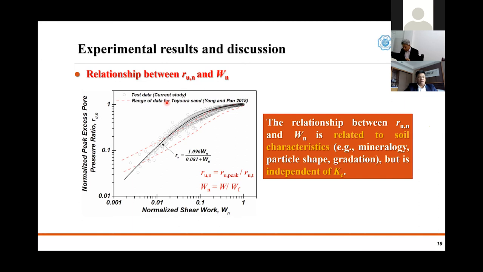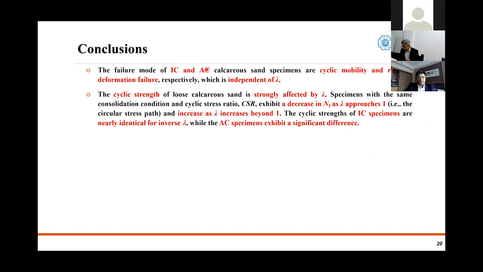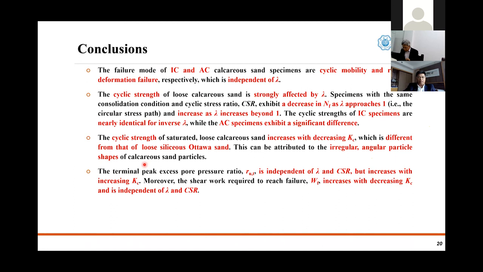Professor Yang Jun gives a range, but it's independent of the KC, okay. Here are some conclusions. The failure modes of the IC and AC sand are cyclic mobility and residual deformation failure respectively, which is independent of lambda. And the cyclic stress is strongly affected by lambda. Lambda is a stress ratio. And the cyclic stress increases with a decrease of KC, which is a different form. It's different from the constant, okay. And the terminal peak pore pressure ratio is independent of lambda and CSR.